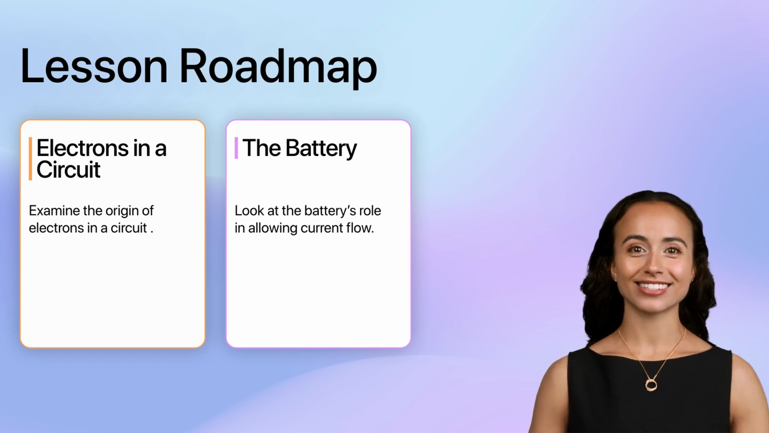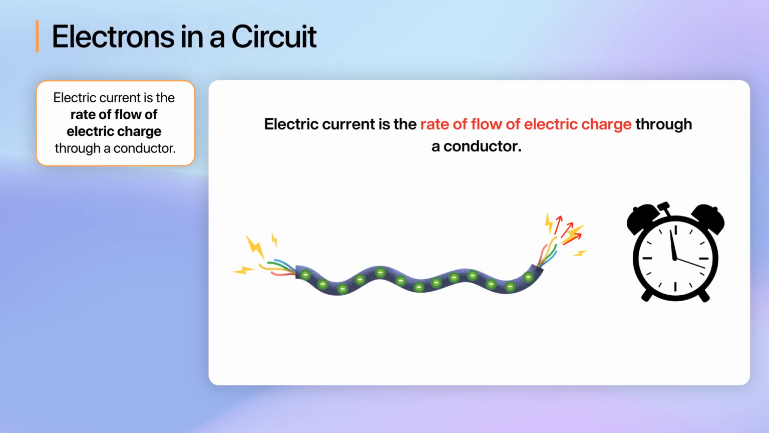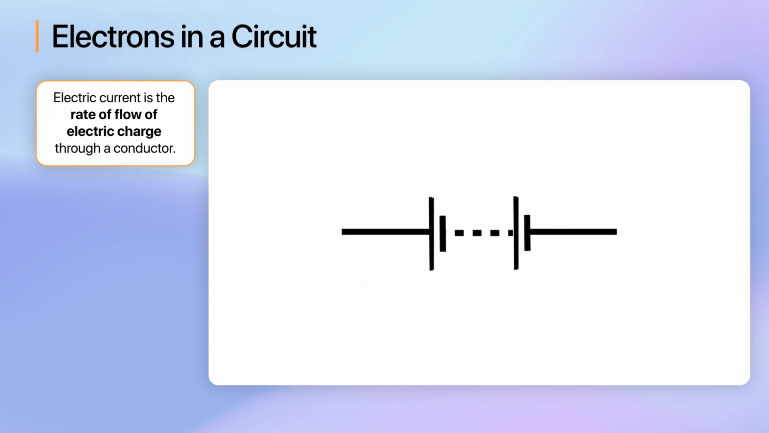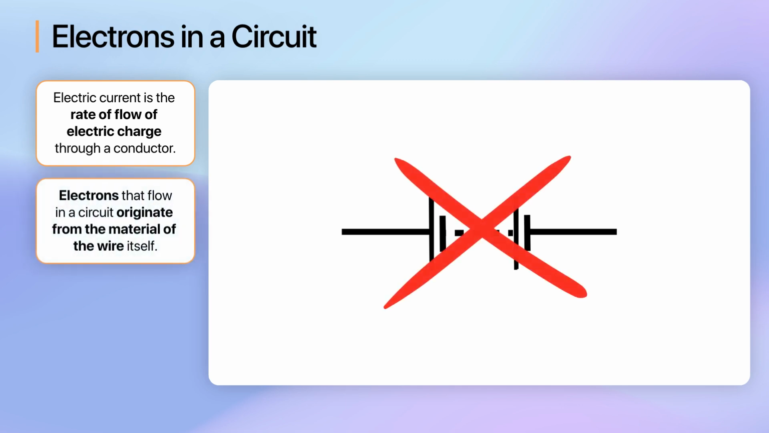Let's get started. Recapping what we have learnt in our last lesson, electric current is the rate of flow of electric charge through a conductor. But where do those electrons come from? A common misconception is that the battery in a circuit provides these electrons. In reality, the electrons that flow in a circuit originate from the material of the wire itself.